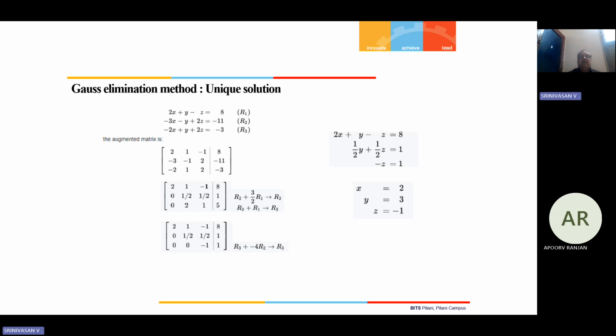Just look here, -1, here 1, which means minus z equal to 1, because the problem has unknowns x, y, z. So minus z equal to 1, which means z equal to -1. Okay, then half into y plus half into z equal to 1. Therefore, putting z equal to -1, y equal to 3. Then 2x plus y minus z equal to 8. So substituting z equal to -1, y equal to 3, you get x equal to 2. As I just now mentioned, you write the solution set in the order of variables x, y, and z, or x1, x2, x3, in that order.